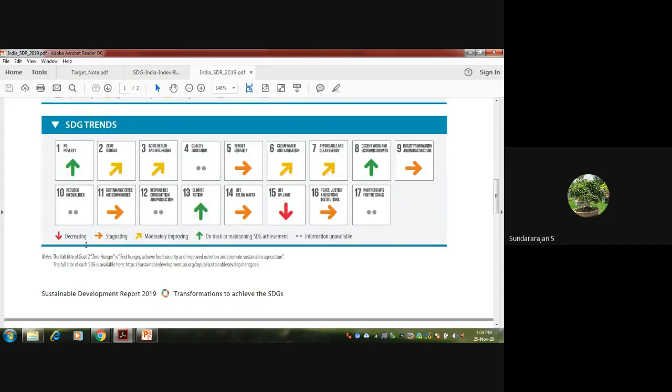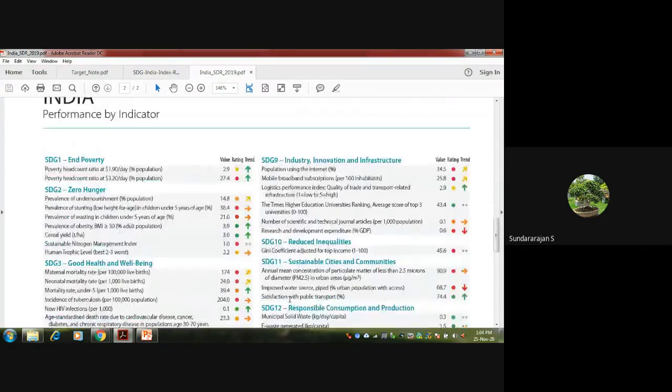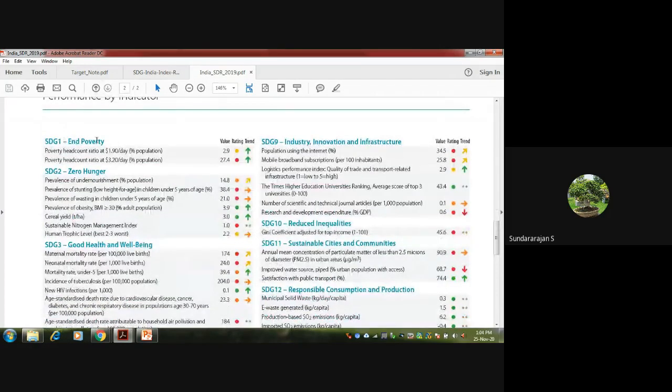So this is what is in the declaration, 15 life on land. This is the trend in India, I think between 2019 and 2020, to achieve SDGs. Performance by indicators, this is, as I told you, the indicator. End poverty, when we are going with the value, they have rated with some formulas. This is the trend. Now we have a good trend, an increasing trend. We are trying to reduce the poverty. Zero hunger is with indicators. Prevalence of stunting, low, high, these are the indicators.